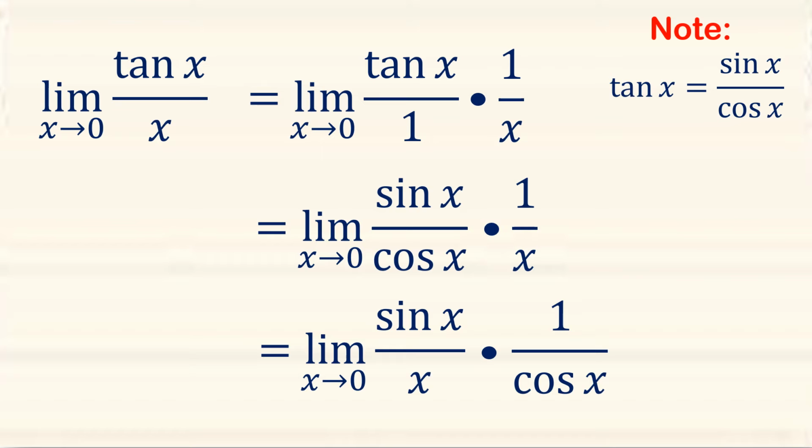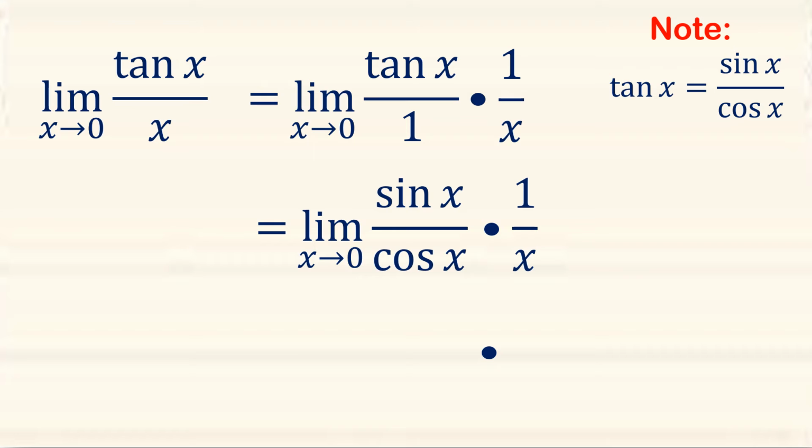So 1 over cosine 0 is equal to 1, okay? So limit of sine x over x as x approaches 0, we all know that it is equal to 1, and limit of 1 over cosine x is equal to 1. So 1 times 1, the answer is 1.